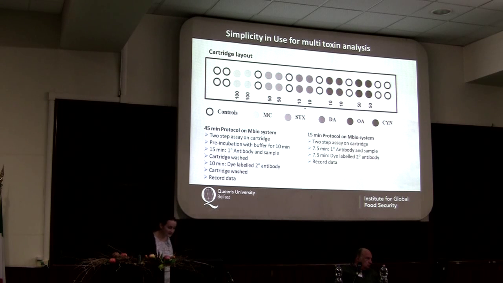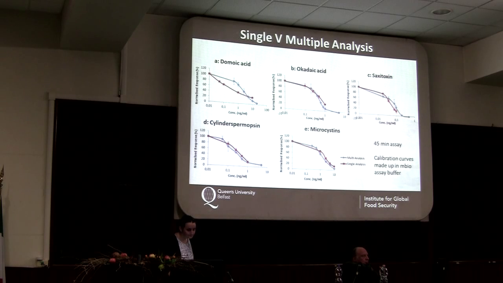We've got that down to 15 minutes in a two-step assay, with a 7.5 minute primary antibody and sample, and then a 7.5 minute dye-labelled step, and record the data. So really we've got it down to a 15-minute test for marine toxins and multiplexing marine toxins. For antibiotic residues in milk, we have it now working as a 5-minute assay, just with the primary antibody and no secondary antibody required, although the primary antibody is labelled with a fluorescent label.